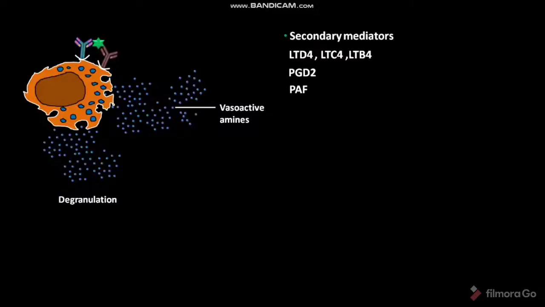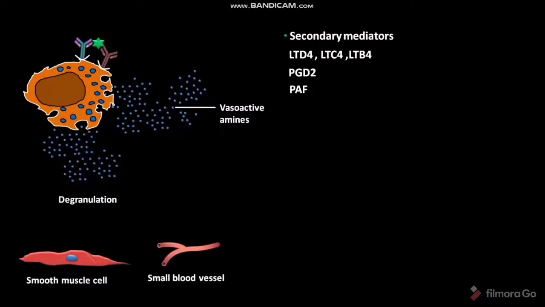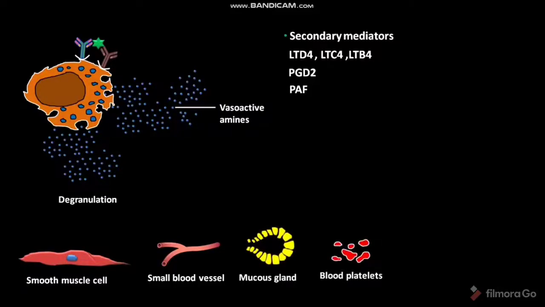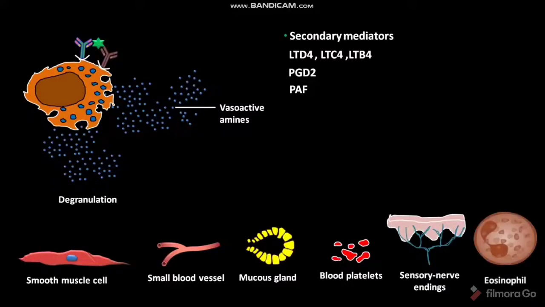The vasoactive amines cause smooth muscle contraction in skin, constriction of intestinal and bronchial smooth muscle, dilation of small blood vessels, increased vascular permeability, increased production of mucus from mucous glands, platelet activation and aggregation. Vasoactive amines also stimulate sensory nerve endings. The vasoactive amines also increase the production of eosinophils.